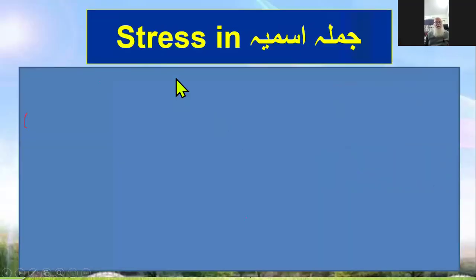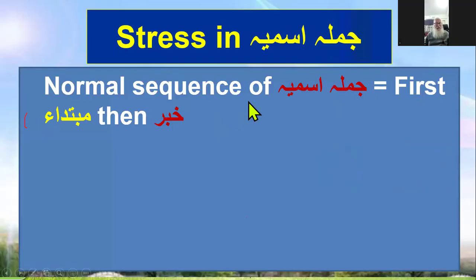Now, the stress in jumla ismiya. How can we put stress in jumla ismiya? The normal sequence of jumla ismiya is first the mubtada, then the khabar. So this is the normal sequence of the sentence: the mubtada followed by the khabar, and that becomes jumla ismiya.